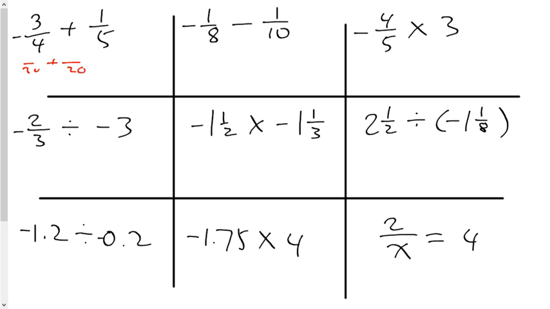Equivalent fractions will be negative 15, and notice how I'm putting the negative sign in my numerator. It's a good place to have it. Plus 4. When you're adding, add your numerators and keep your denominator. Your answer is negative 11 twentieths, because negative 15 plus 4 is negative 11.